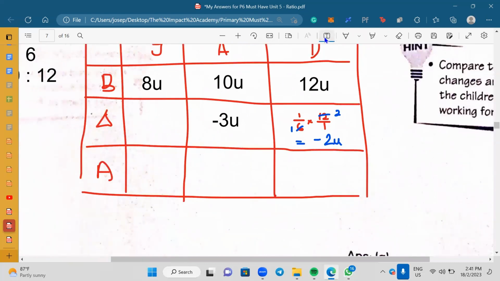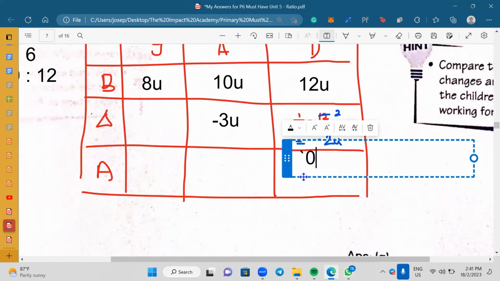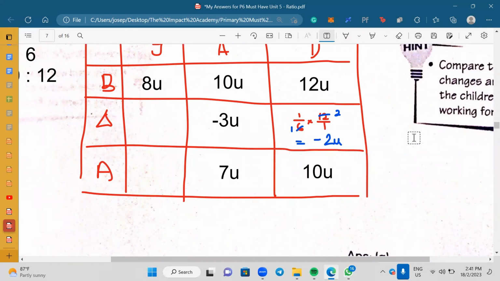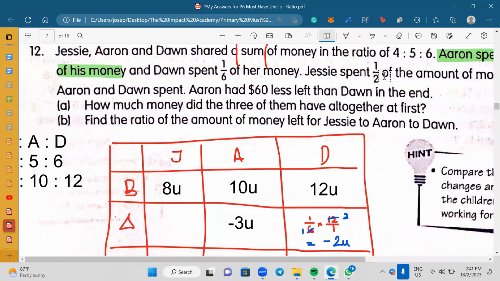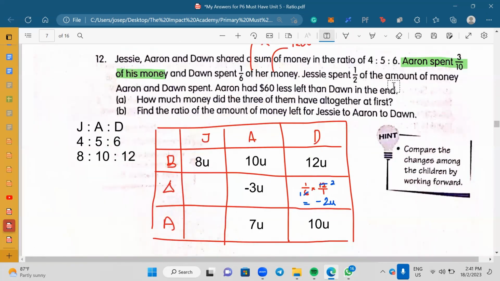Okay, do you understand so far? Okay, so over here, what do you get? You get 10 units. Agree so far? Oopsie, I forgot about Aaron. I should put 7 units over here for Aaron. Agree? You all know how I got 7 units? 10 minus 3.